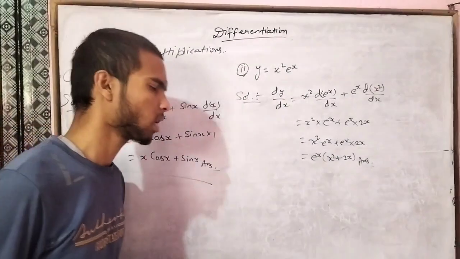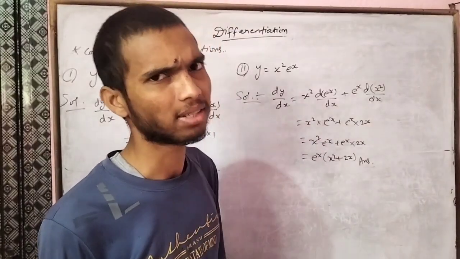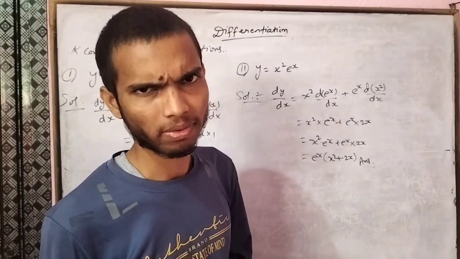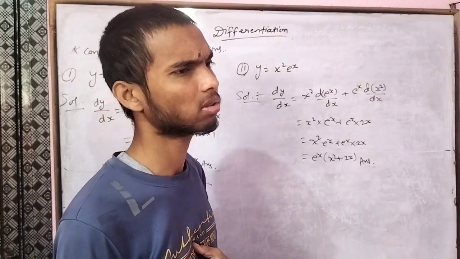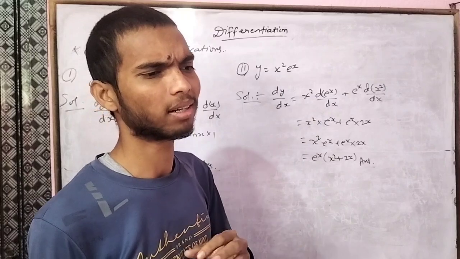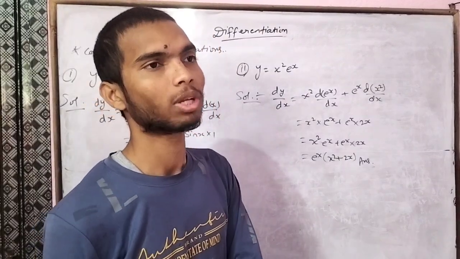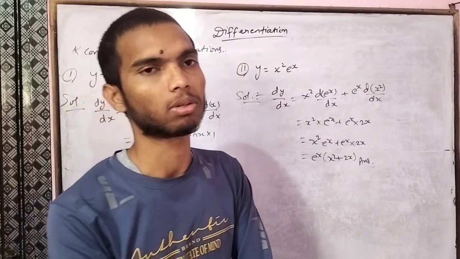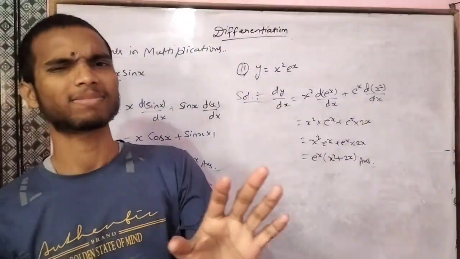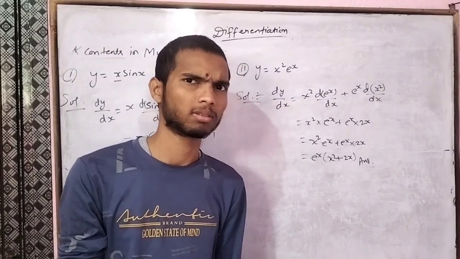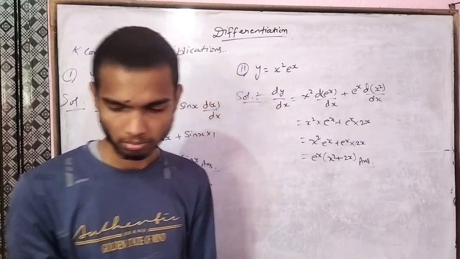Understood? So the steps were: the first variable we will write as it is, the second variable we will differentiate, then we will apply addition in the case of multiplication, then we will write the second variable as it is, and then we will differentiate the first variable. That's it. Then we will apply the formula, then we will simplify whatever we have in the equation.